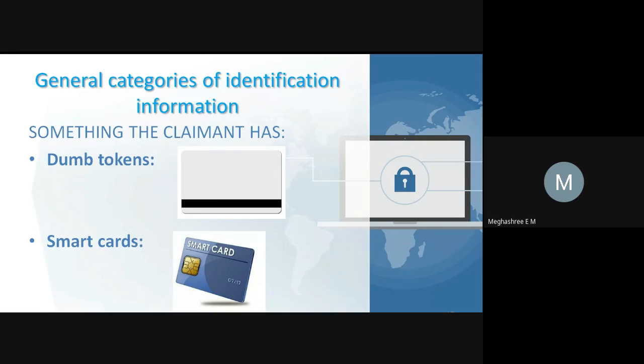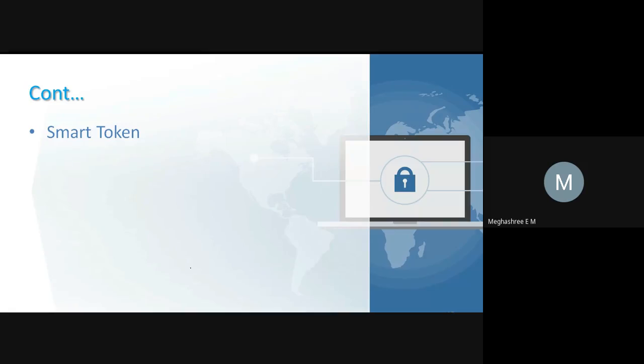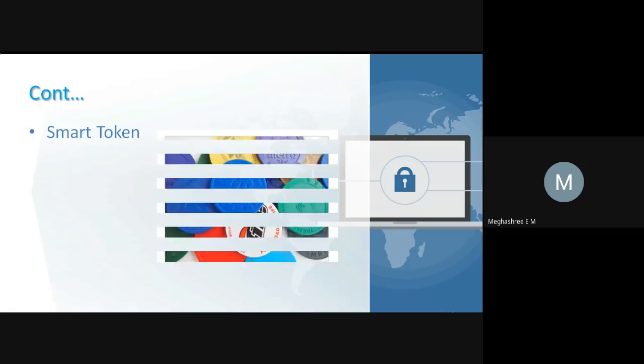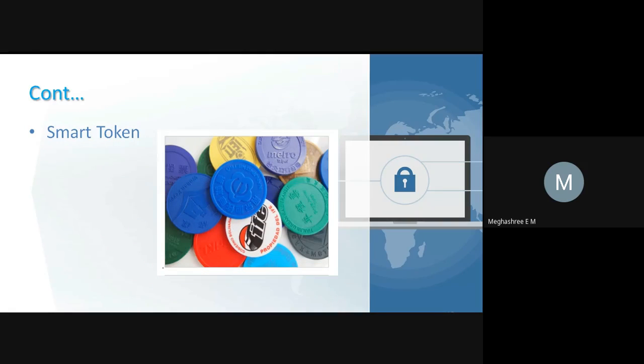And the next category is smart token. Smart token, you might have seen this at many places. For example, to travel by metro, they will give you this smart token, right? You will pay and you will get this token, using which you will get entry into the metro station, right? So that is another example, which is used to store the user information.